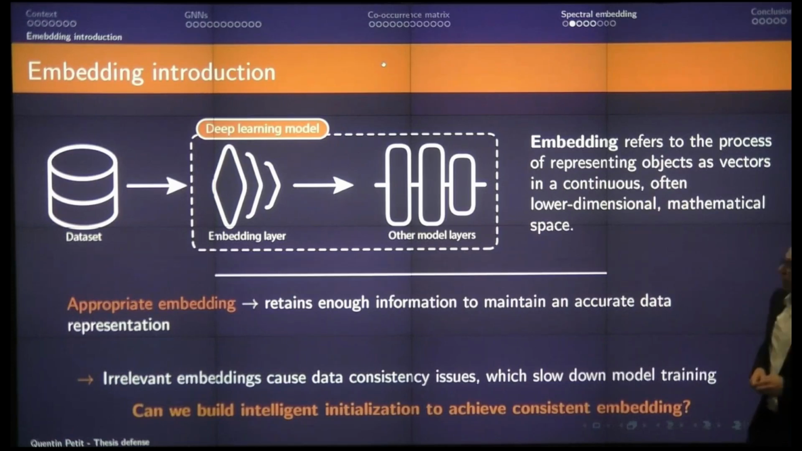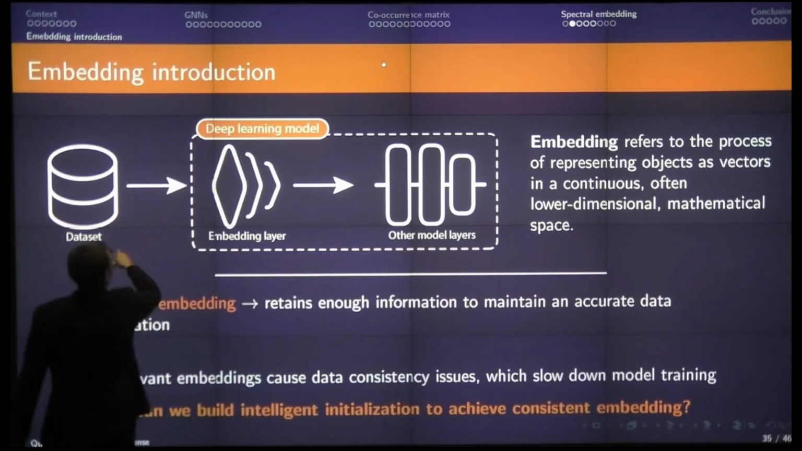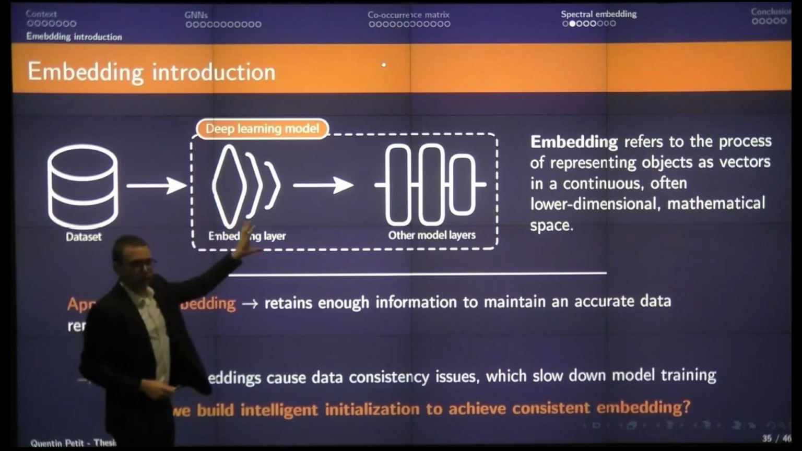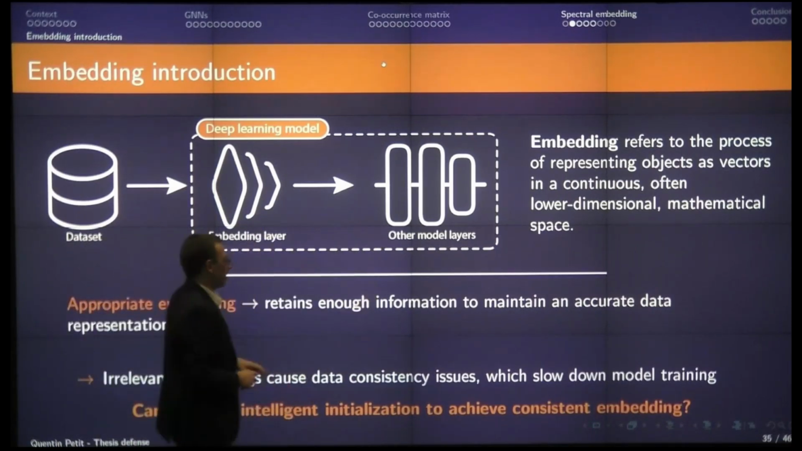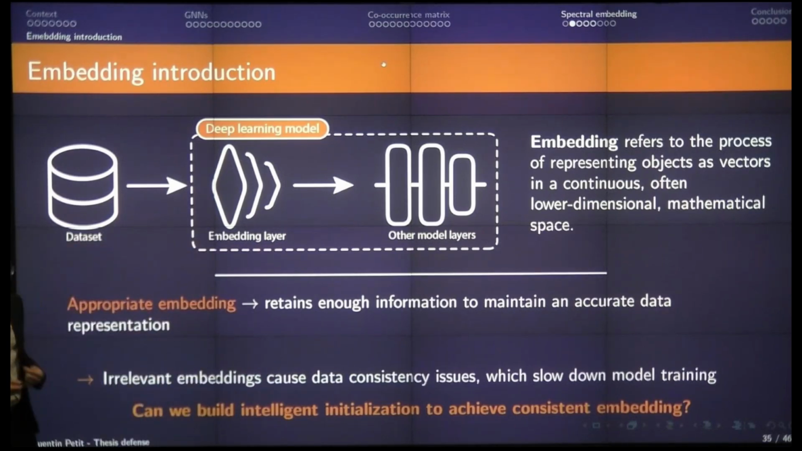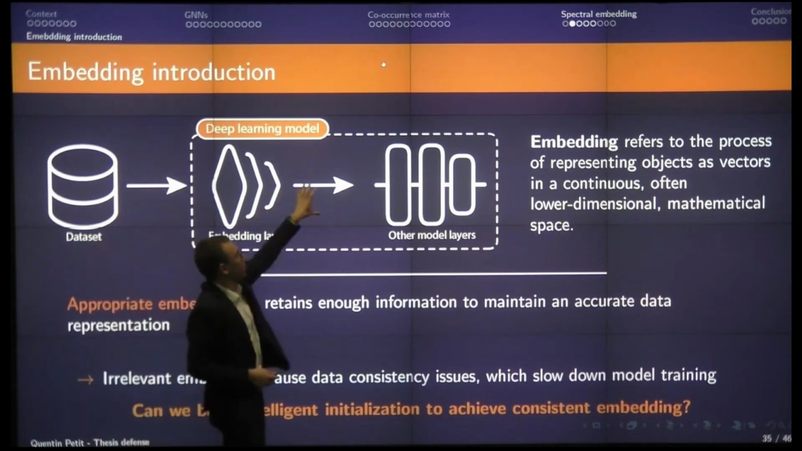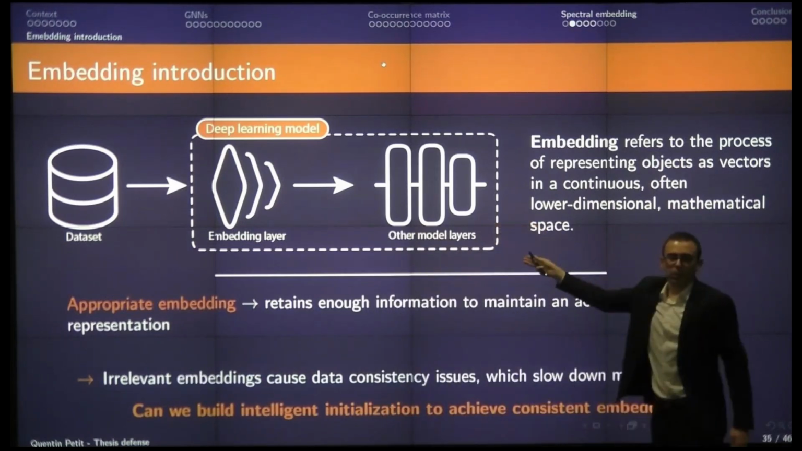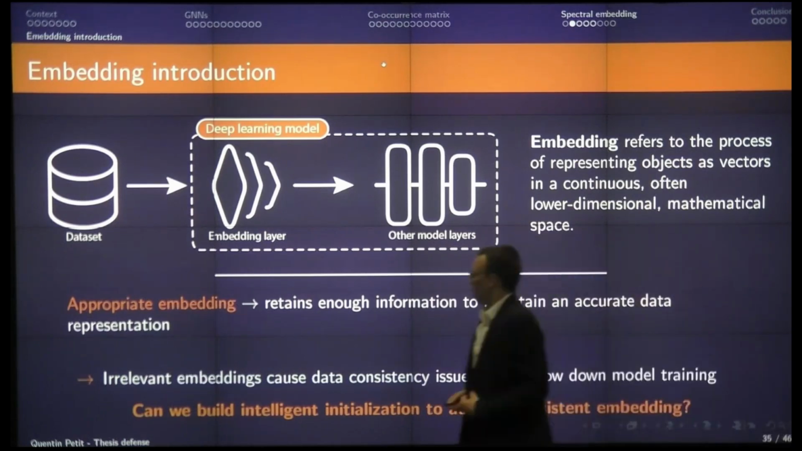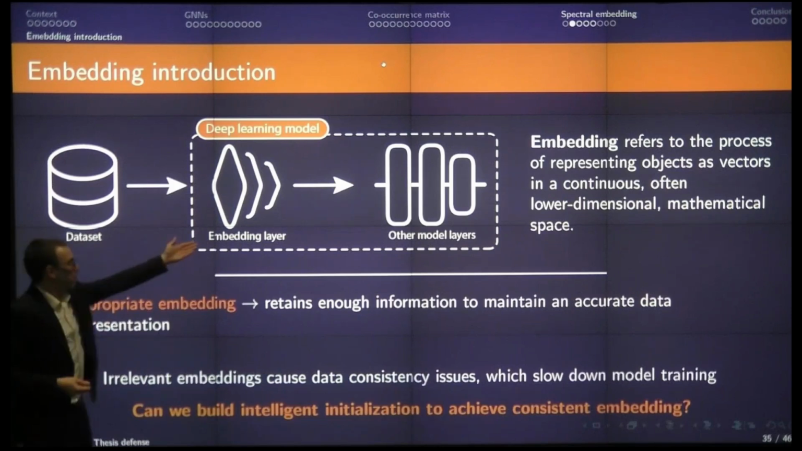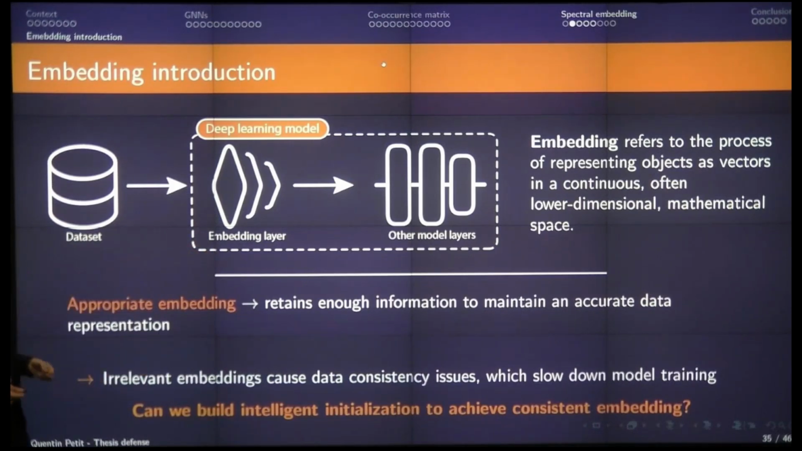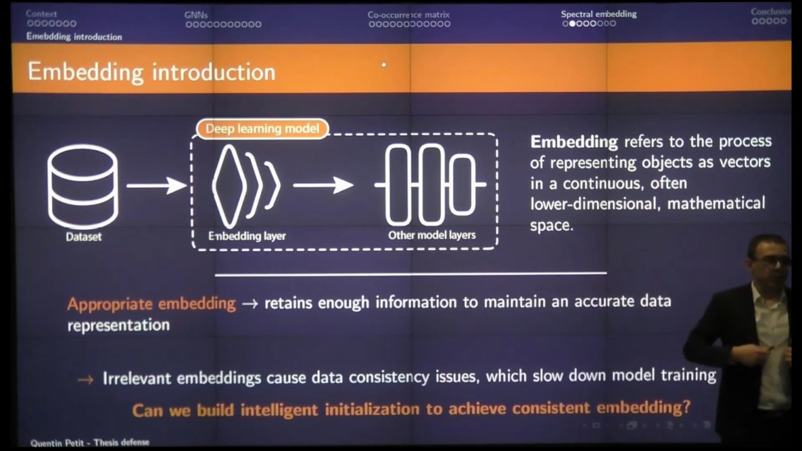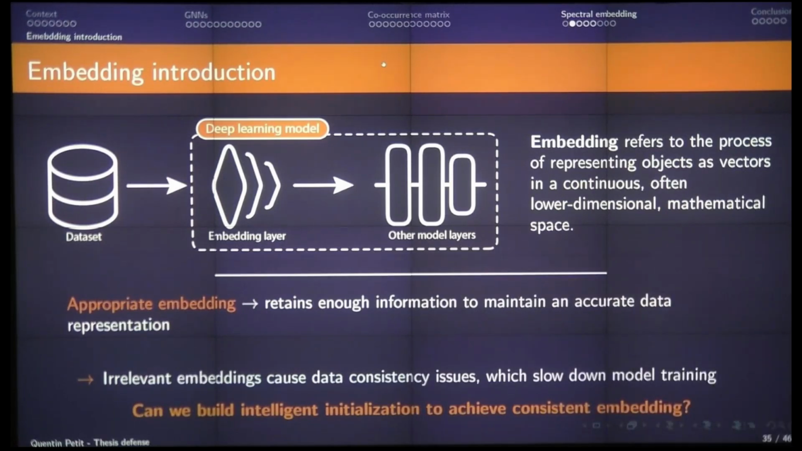So the embedding layer is between the data set and the deep learning model. The output of the embedding will be given as input to the rest of the model, so it's important to have an accurate embedding. It's important to keep enough information to give to the model, to be sure that the model will be able to generalize and make predictions. And of course, if the embedding is not well defined, it can cause some data consistency issues, and this can slow down the training of the model. So the question is: how can we build an intelligent initialization to have a consistent embedding?